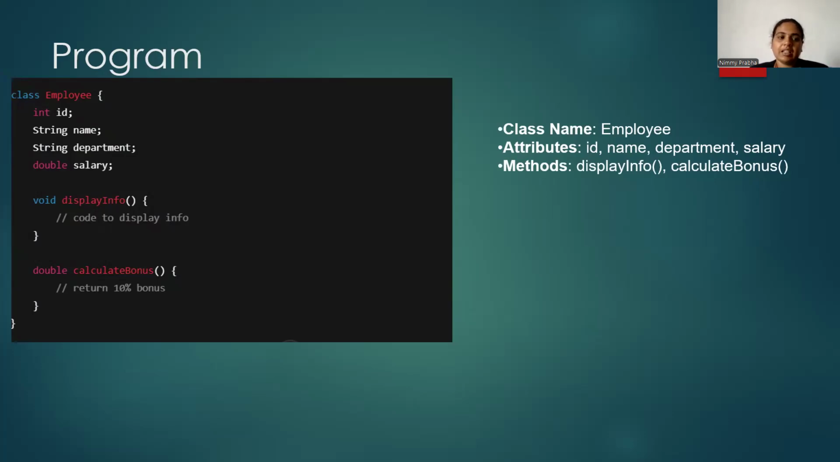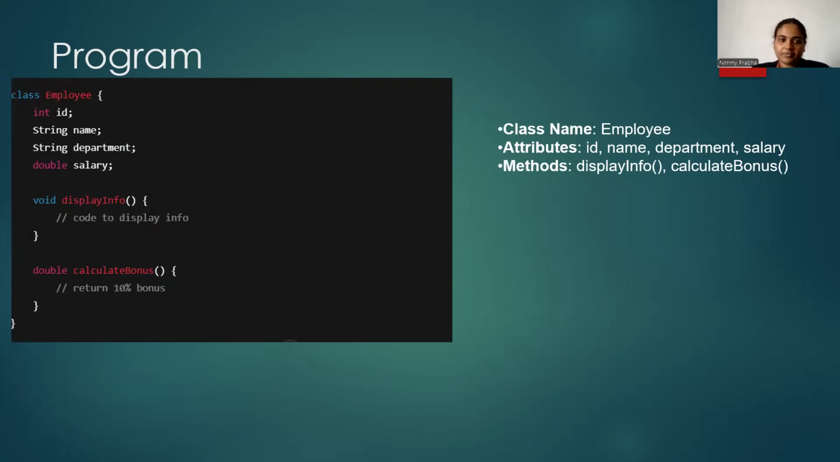Here the class name is Employee, and what are the methods we are using here? Display info and calculate bonus. These are the two methods. And what are the attributes? These variables are known as attributes. ID is an attribute, name is an attribute, department is an attribute, and salary is an attribute, each with the corresponding data type.